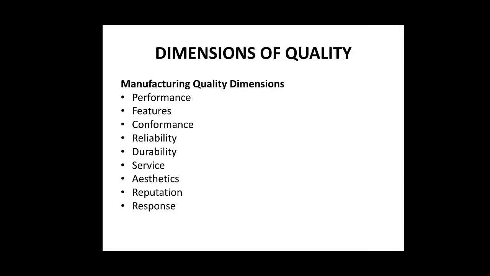In this particular video, we'll discuss dimensions of quality. First, we'll see the manufacturing quality dimensions. We have a total of 9 dimensions in manufacturing quality. First, performance. Performance is a product's primary operating characteristics.